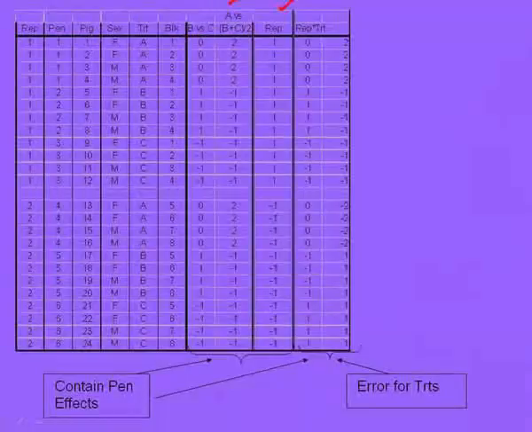The blocking structure has to do with the 2 reps of these different treatments. And so the error for that comparison is going to be the interaction between the treatment effects and the rep effects. And so there's 2 orthogonal contrasts there, and the sums of squares corresponding to those 2 orthogonal contrasts would make up the error for comparing the 2 treatments to one another.